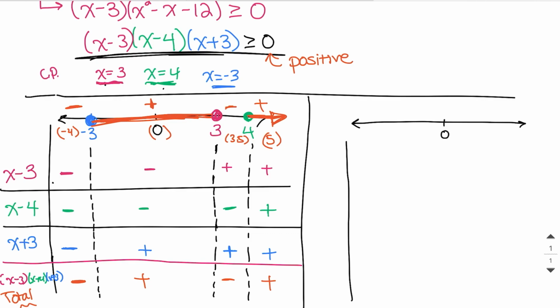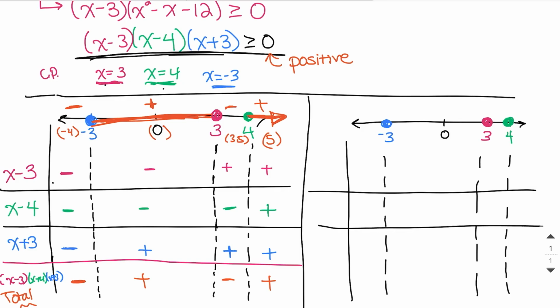So again, I'll put 0 here. I know that I've got negative 3 is one of my critical values. I have positive 3, and then I also have positive 4. Okay? Close the circle, close this circle, and close this circle right here, okay? Then what I'm going to do is I'm going to draw in my dotted lines. And I'm also going to place all of my factors. So I've got x minus 3, I've got x minus 4, and x plus 3.